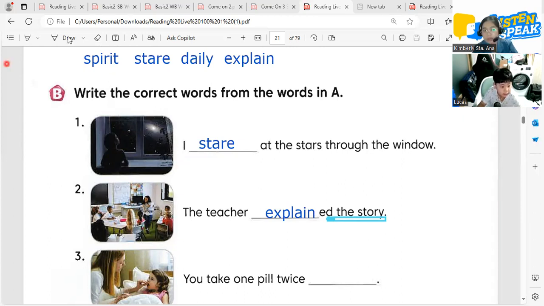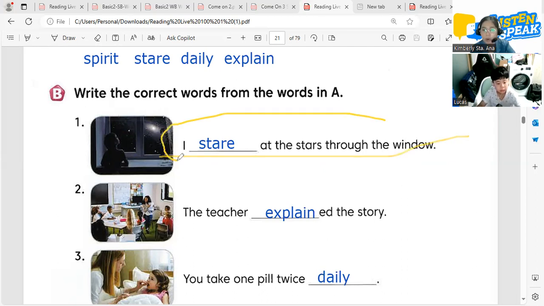Number three is you take one pill daily. Oh, it's daily. Like you drink it on Monday, Tuesday, Wednesday. It's every day. It's daily. Now, let's read your sentences one more time, okay? Let's start with number one.